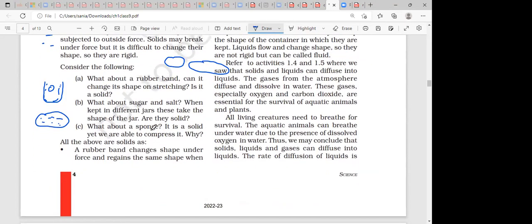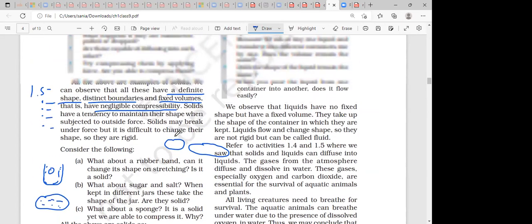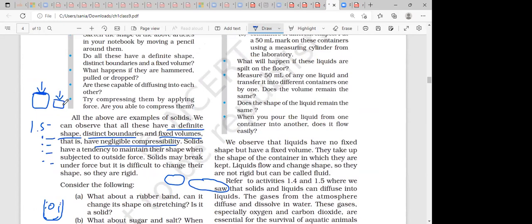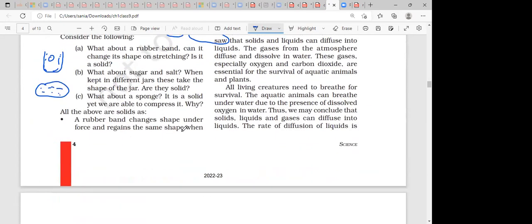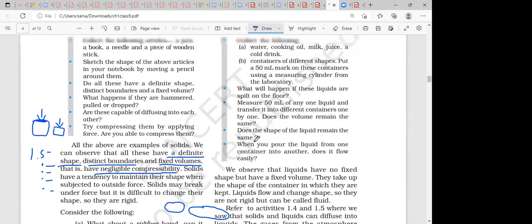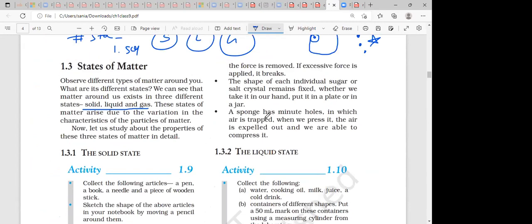Next, what about a sponge? It is solid, yet we are able to compress it. As you told me, ma'am, you cannot compress solid material. But a sponge, everybody knows the sponge, I guess. You can easily compress it, right? So how can you say it is a solid?